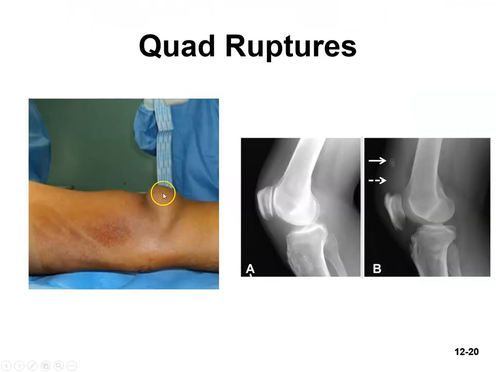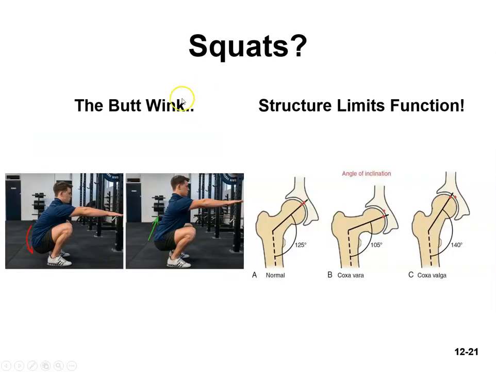Oh, you can get quad ruptures. Look at that, where that ruptures right there. How do you do that? You miss a step, football injuries. Bill Clinton actually tore his quadriceps. Boogie Cousins, DeMarcus Cousins from the Los Angeles Lakers, he did that as well. So very common.